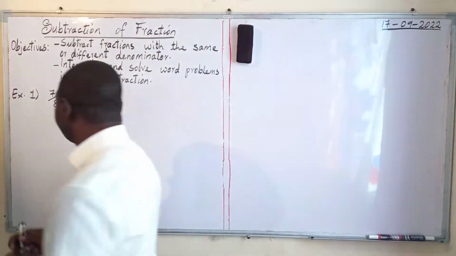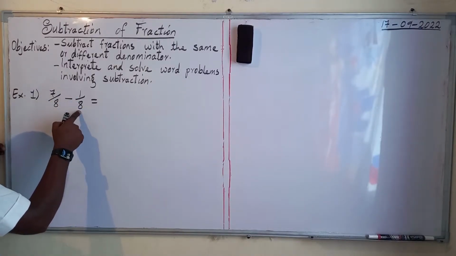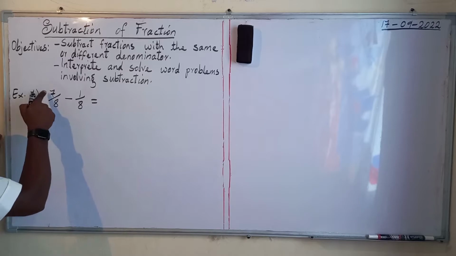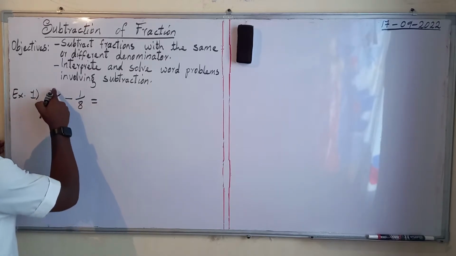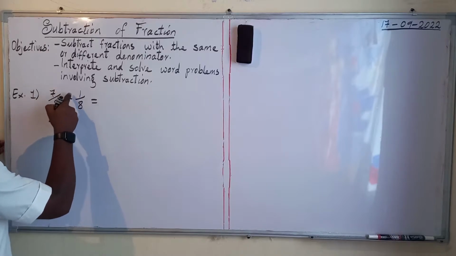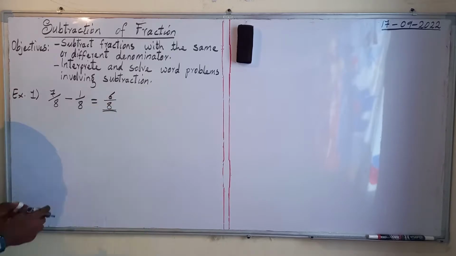So in this case, for example, 7 over 8 minus 1 over 8, the denominators are the same. What we do is simply subtract 1 from 7 and express our answer over 8. So 7 take away 1 is going to give 6 all over 8. So this is what we do as far as this is concerned.